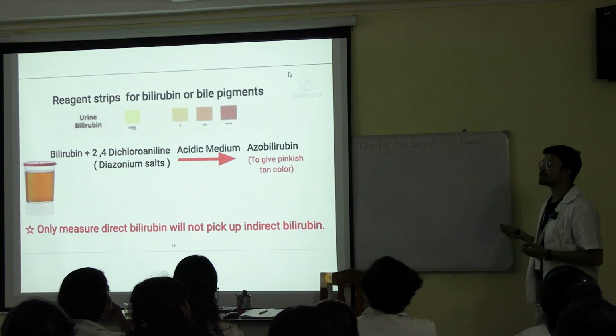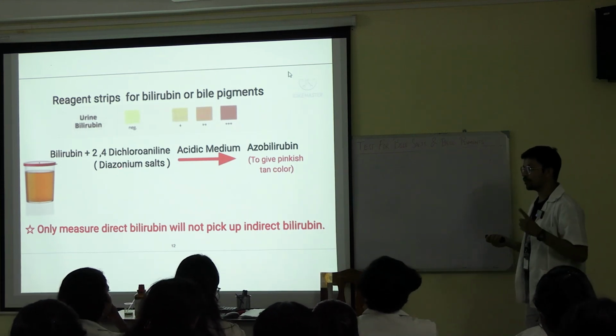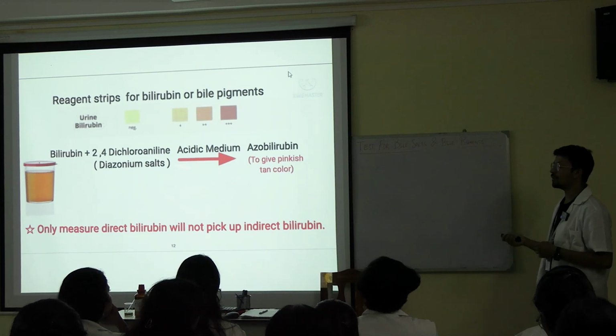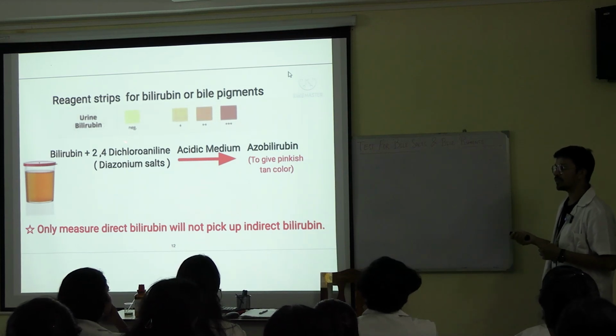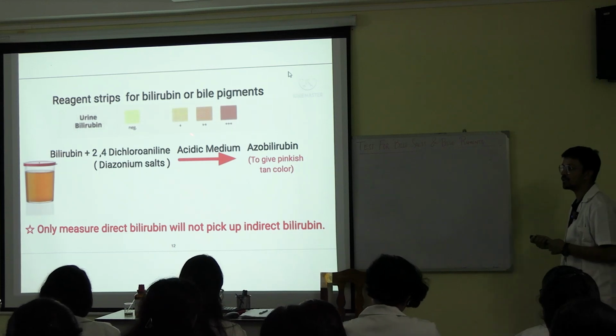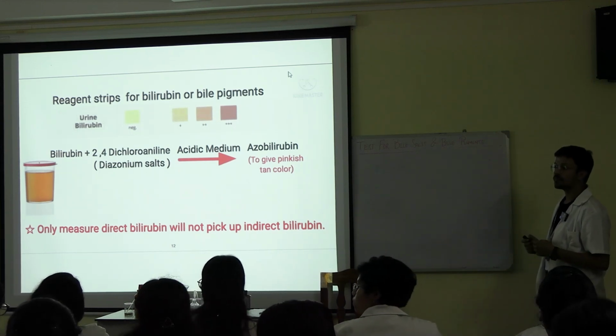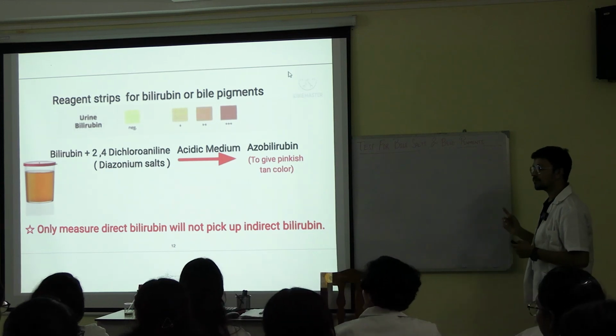But in case of obstructive jaundice, where only the direct bilirubin keeps increasing in quantity, there you can identify it with the strip test. Fine? Okay. Anybody has any doubt till now? Okay, you can write it down. In obstructive jaundice, the direct bilirubin increases because it cannot come down.